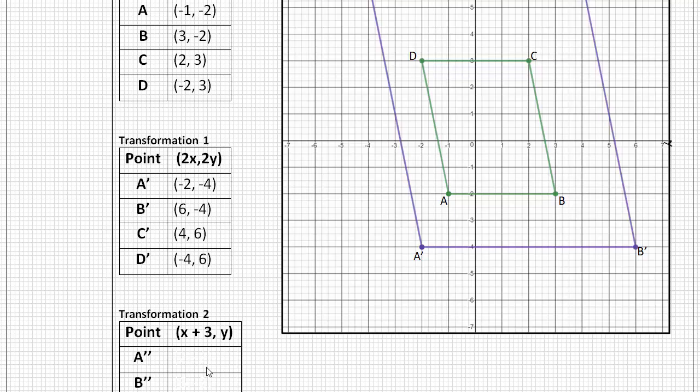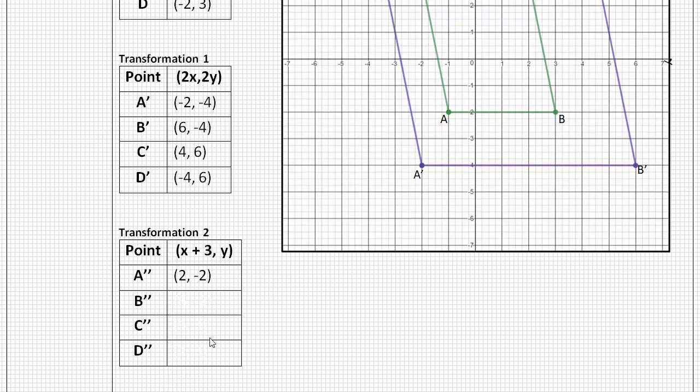So what is the new ordered pair, the new coordinate point for A double prime? You said 2, negative 2, I would agree with you. Because negative 1 plus 3 gives us 2. And then negative 2 is our original y coordinate, and it tells us to keep that the same. So go ahead, using the same rule, please fill out this table for figuring out what the coordinates will be for B double prime, C double prime, and D double prime.